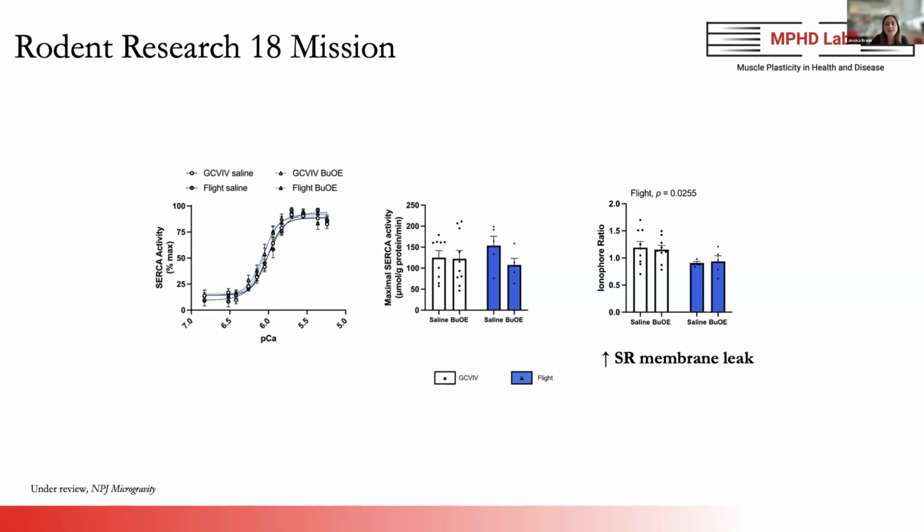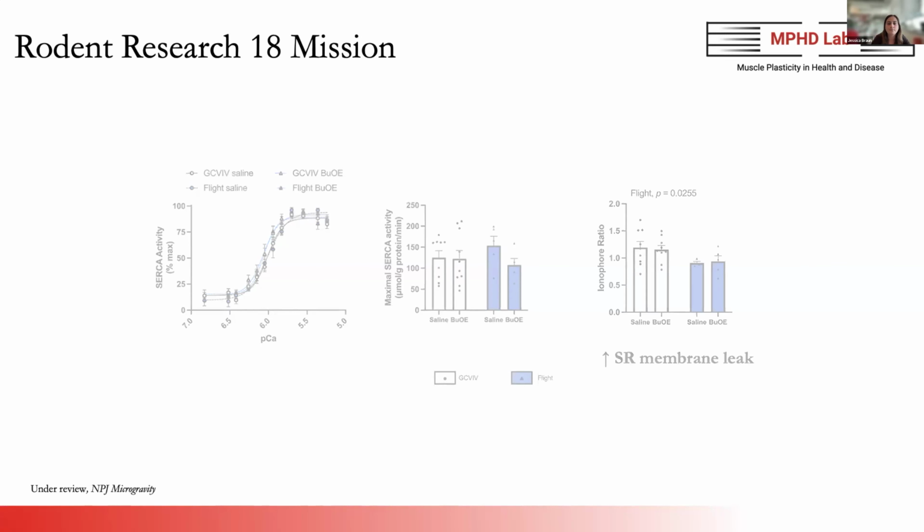But what we did see was a significant reduction in the ionophore ratio with spaceflight. This ionophore ratio, without getting too detailed, is essentially a surrogate measure of membrane calcium leak. So we can actually get an idea of how much calcium is leaking out of its storage site into the cytosol of the cell. So again, a reduction in this ratio signifies that spaceflight is increasing calcium leak from its storage site, which would then be increasing cytosolic calcium concentrations.